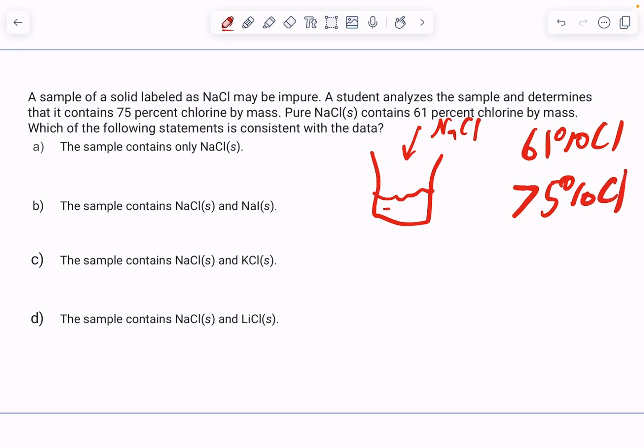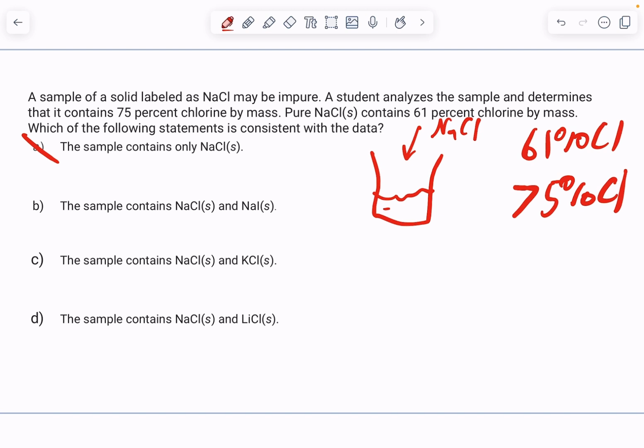So looking at our answer choices, we can knock off A. That's not consistent with the data. If the sample only contained NaCl, that means it's pure, and that would mean it was 61% by mass. It's not, it's 75, so A is wrong.